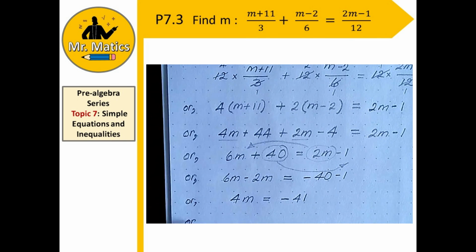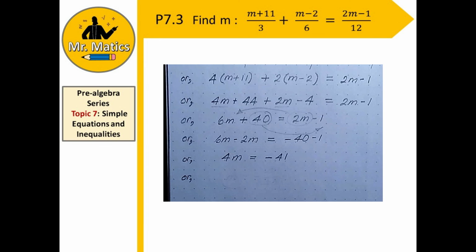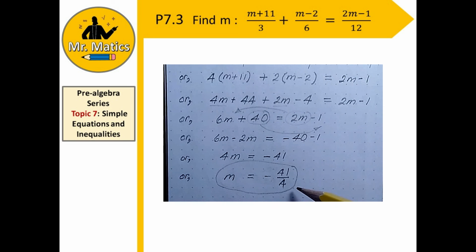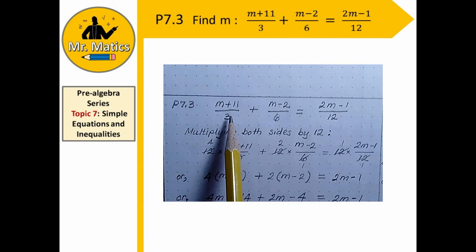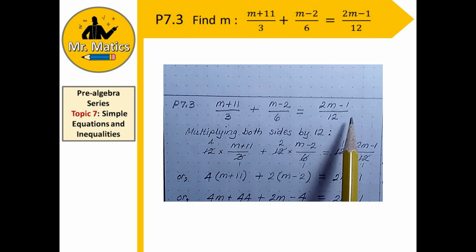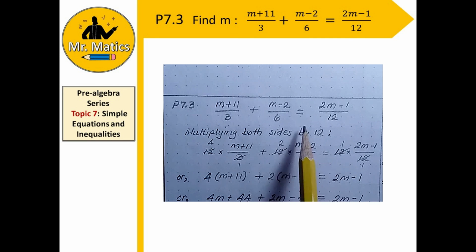Or m equals minus 41 over 4, and that is your answer. I haven't done the check, but you should do a check of putting this value back into the equation, and I think you should get the right balance between both, so that will confirm it, but I would definitely encourage you to do that.